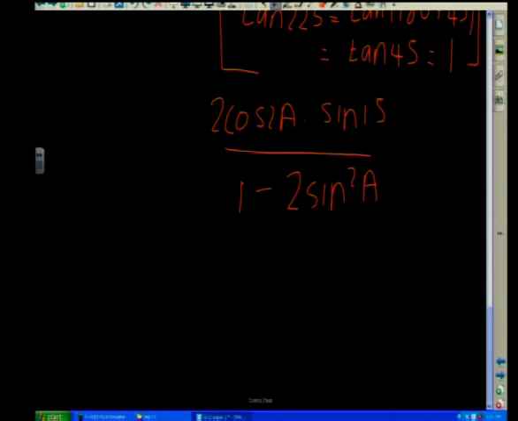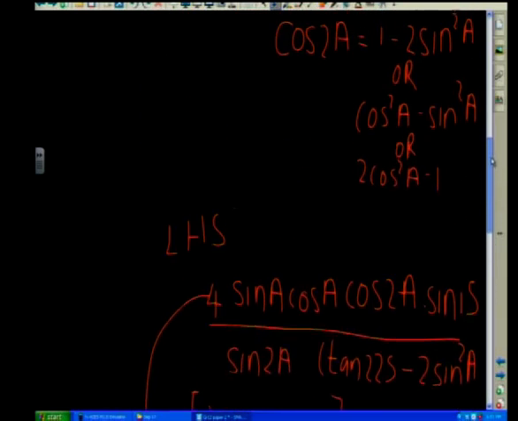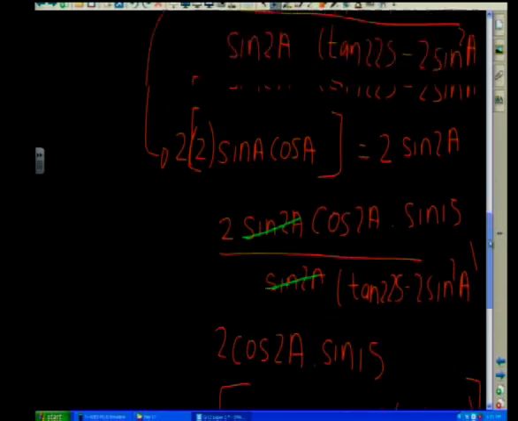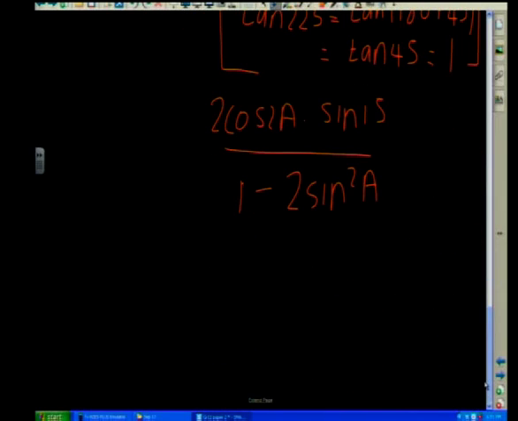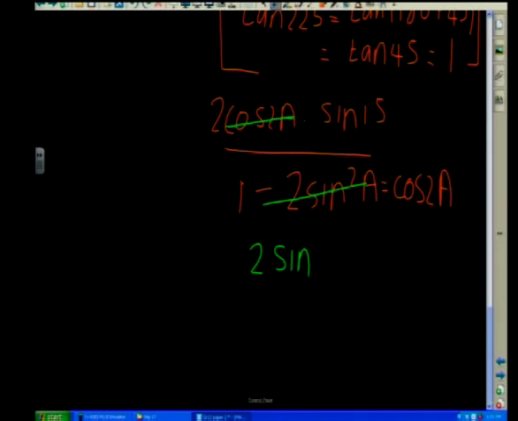All right, guys, remember one of the expansions for cos 2a, we did it right at the top, in the beginning when we did a quick revision. One of the expansions for cos 2a is 1 minus 2 sine squared a. So I can now change the denominator to cos of 2a. All right. Therefore, we've got, once again, a common term in the numerator and the denominator, so we can cancel them. So therefore, we'll be left with 2 sine 15.